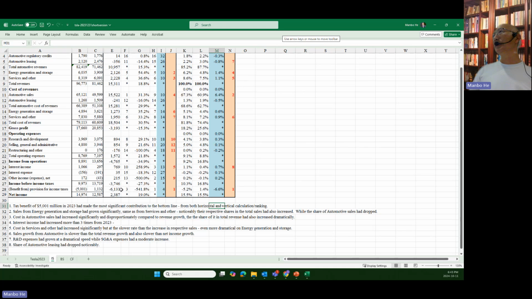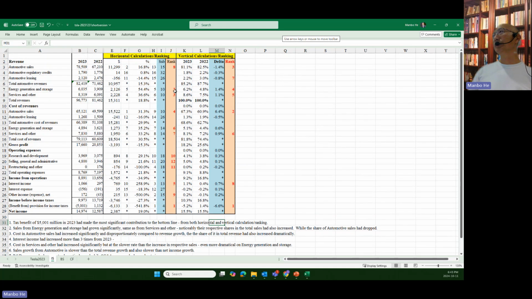Now, the second one, let's look at number two. This is number two here for horizontal calculation, which is energy generation and storage revenue, okay? So this part of revenue has increased significantly, right? And sales from energy generation and storage had grown significantly. And also from service and other, which is the third one, right?